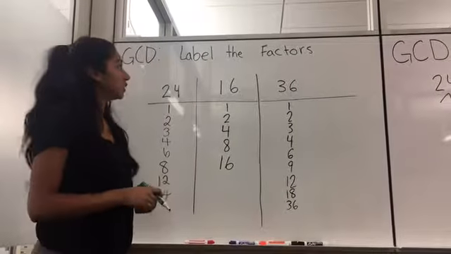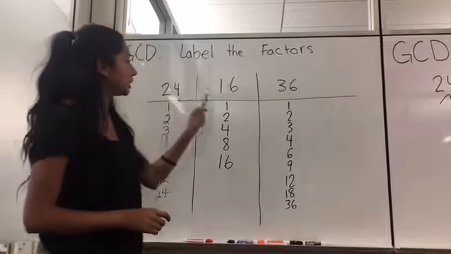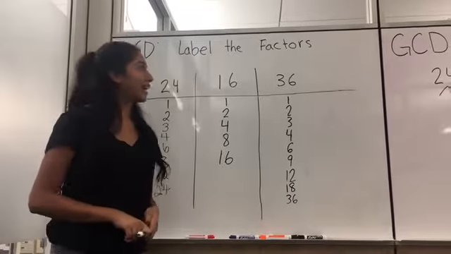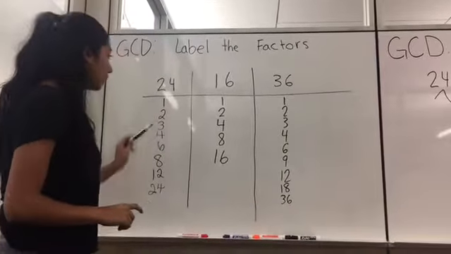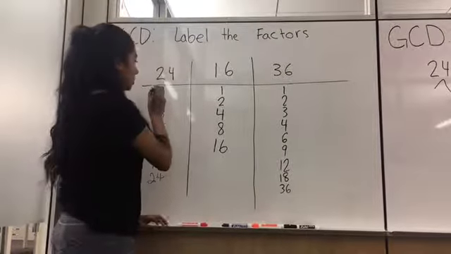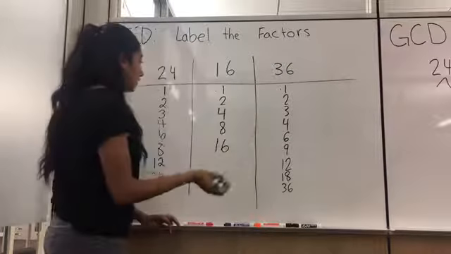Okay, so I'm going to be finding the greatest common divisor of 24, 16, and 36 in 3 different ways. My first way is by labeling the factors, which I did already. So we're going to look for the divisor that goes into each of them. 1 goes into each of them, but we're going to check to see if there's a greater one.